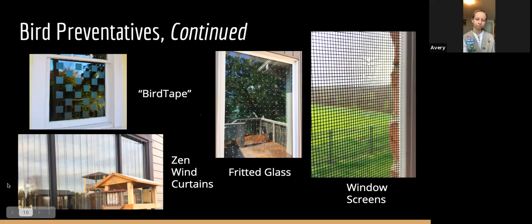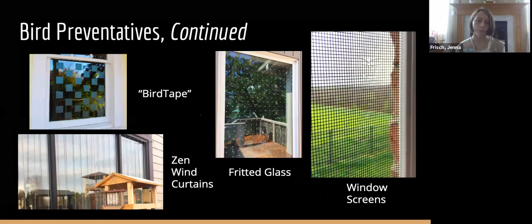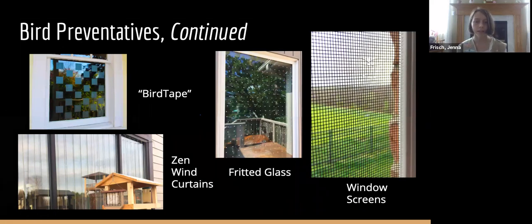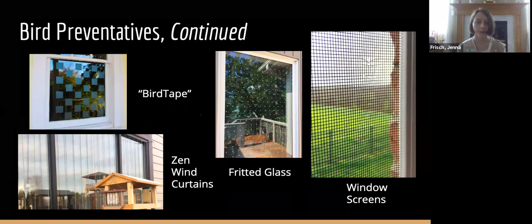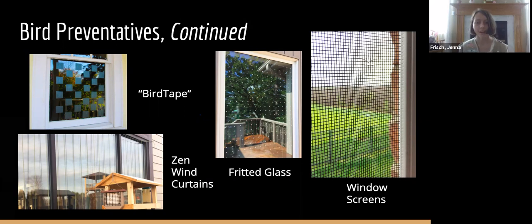So there are types of bird preventatives. We have bird tape, which can withstand a range of temperatures and is pretty durable. We have printed glass. You can get glass that is patterned with dots, although it's a little bit more expensive. Window screens also work, just regular ones. And Zen curtains also work. They are basically vertical lines of paracord that are strung 2 inches apart, and these can be purchased or homemade. All these fit the 2x4 rule, and they divide the reflective surface of the window.